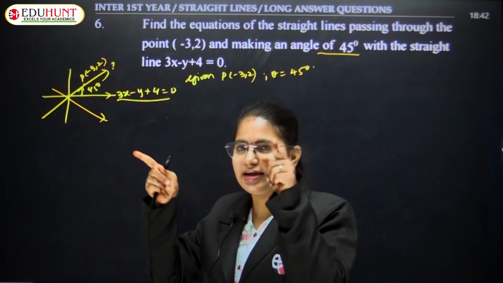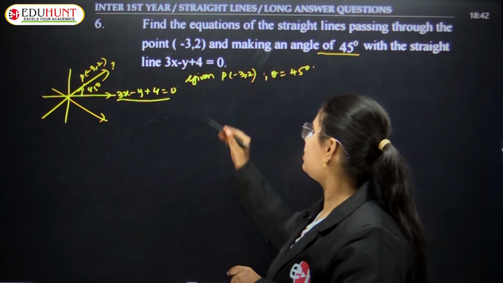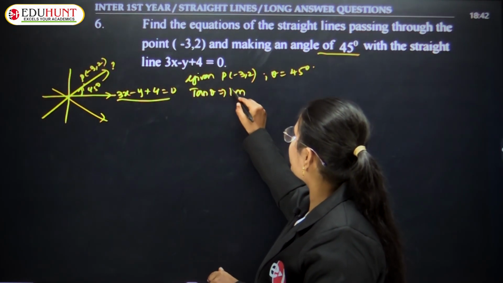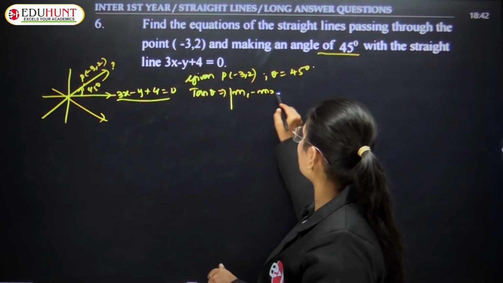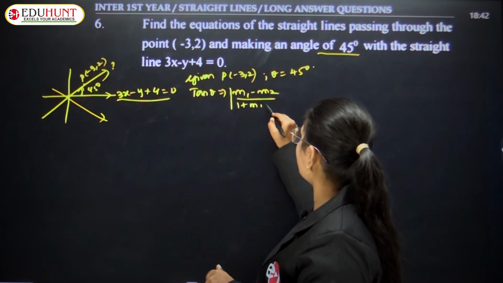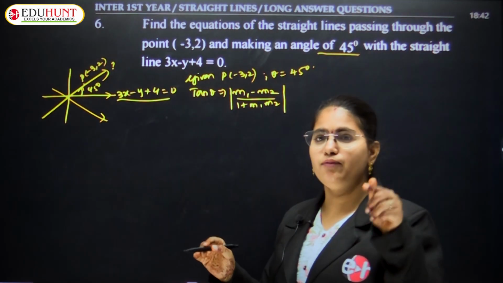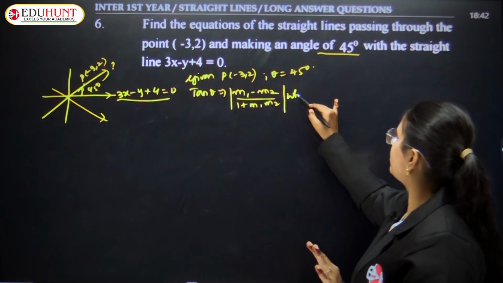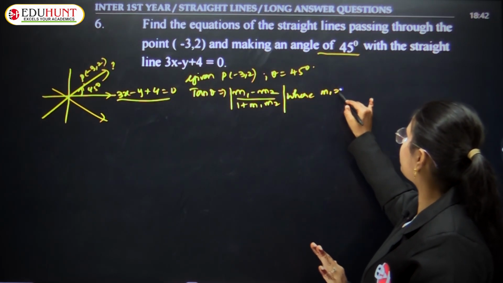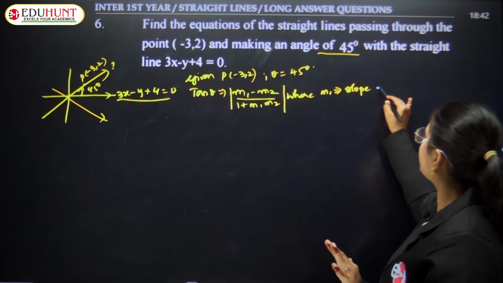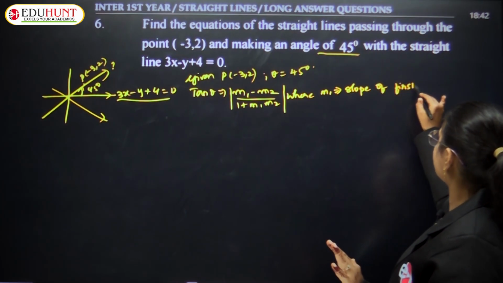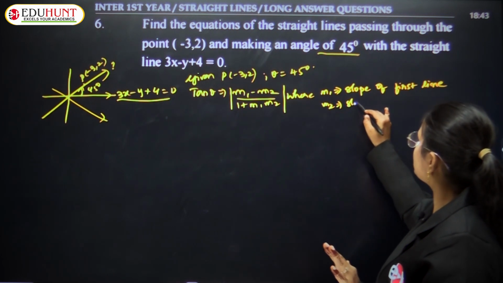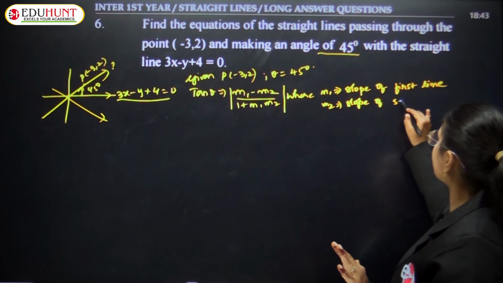Understood? So when the angle between two lines is given, what is the formula we have? tan theta is equal to modulus of (m1 minus m2) upon (1 plus m1 m2). What are m1 and m2? m1 represents the slope of the first line and m2 represents the slope of the second line.